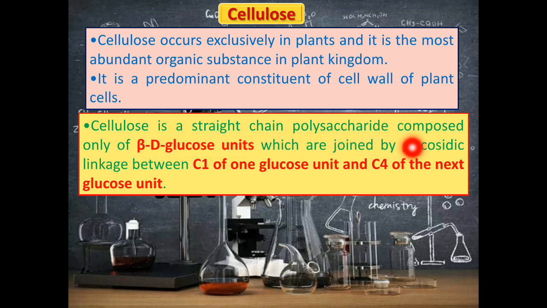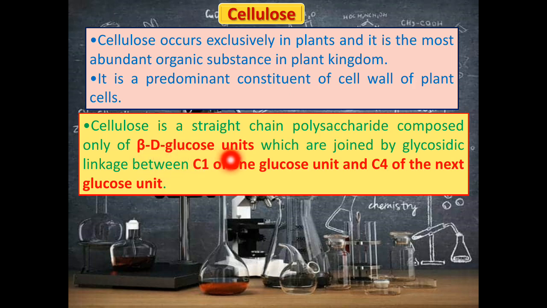It is composed of only beta D plus glucose units. Here I have not mentioned D plus, so this minus is not a sign. It's not a levorotatory sign. If you write minus in brackets, it's levorotatory, but this minus sign is not levorotatory. Here, where I have not mentioned anything, glucose is dextrorotatory only.